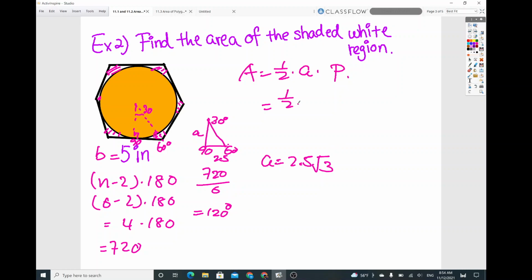So 1/2 times 2.5 times root 3. And the perimeter of this hexagon, each side length is 5 inches, so 5 times 6, which is 30. So 30 divided by 2 is 15. 15 times 2.5 root 3.